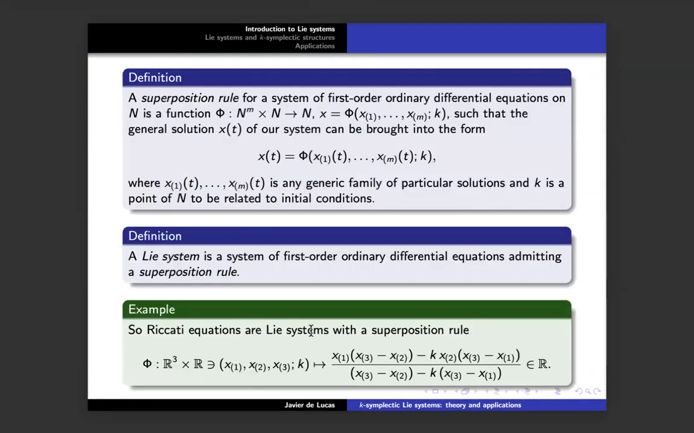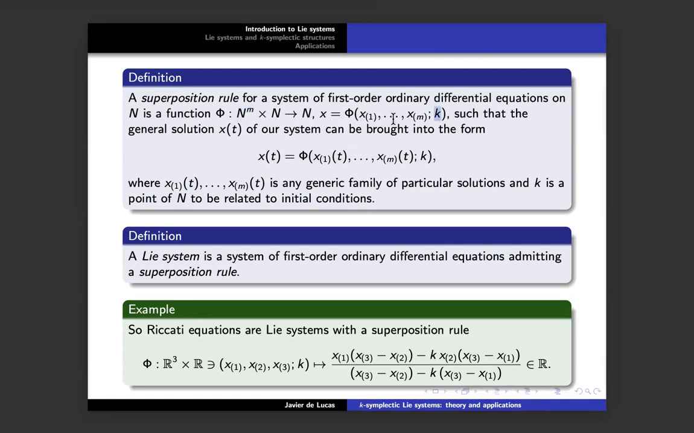Okay, so in a general way, a superposition rule for a system of first-order ordinary differential equations on n in normal form, like before, is a function which depends on m times the manifold. This will be used to take into account the dependence of the superposition rule on the particular solutions, m times n, and this parameter will be used to generate, when you fix m particular solutions, all the solutions of your equation.